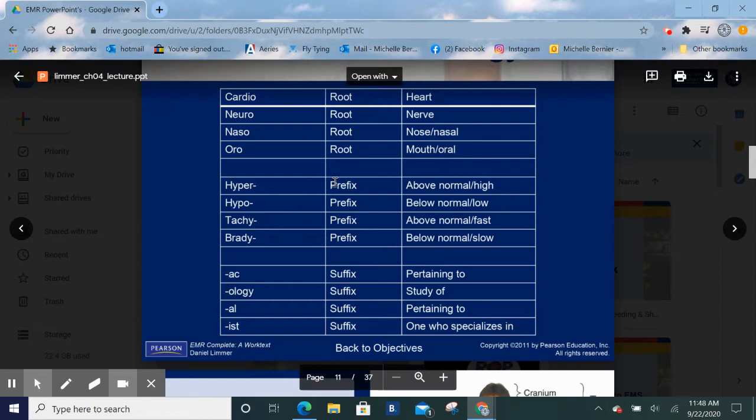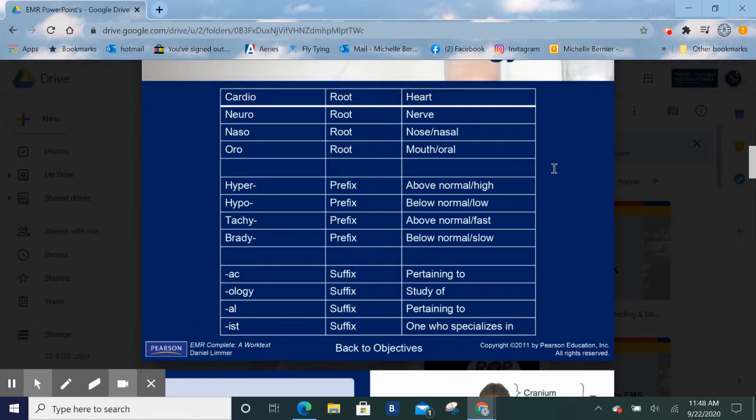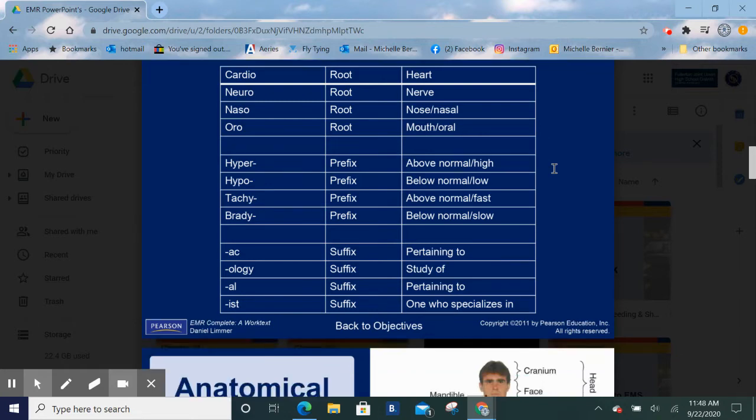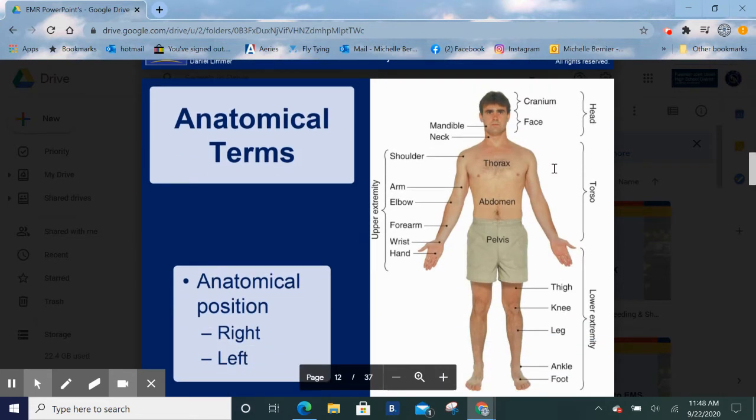So it's a real simple way of understanding how medical terminology works. And reality is, the more time you spend in this, the more you'll learn. It just takes some time going through this stuff to kind of break it all down and understand it. But if we understand the basics, we can start to break words down and have an understanding of what we're dealing with. So let's go on to anatomical terms.